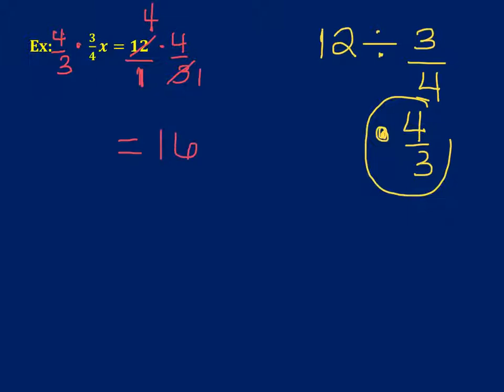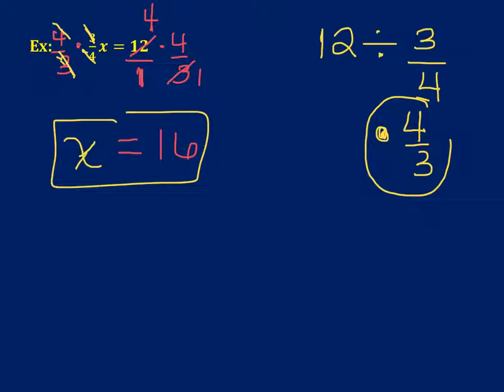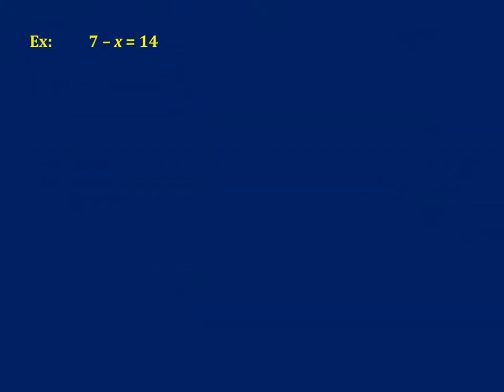Now the reason this works is because this 4 and this 4 would cancel, becoming a 1. This 3 and this 3 would cancel, becoming a 1. X is isolated. To check this answer, you would take the original problem, which is 3/4 x equals 12. You'd replace x with what you're hoping it is, which is 16, the answer we got. So you'd put 16 over 1. 4 can go into 16 4 times. Multiply across, you get 12 equals 12. So x equals 16 is definitely the answer.